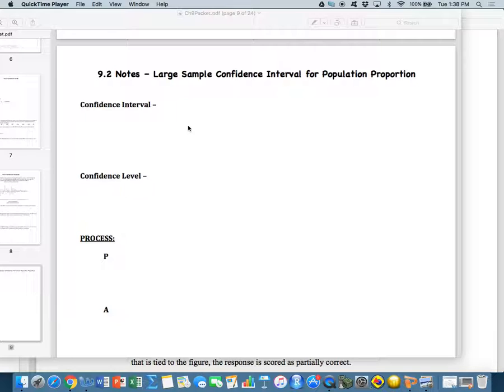So what is a confidence interval? Write this down. It's an interval estimate of a population parameter. In other words, it gives a range of plausible values for a population parameter. So a confidence interval gives a range of plausible values for a population parameter.